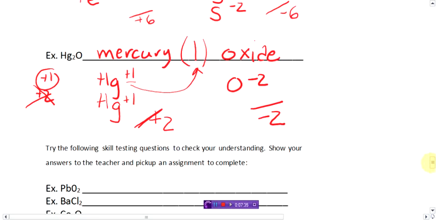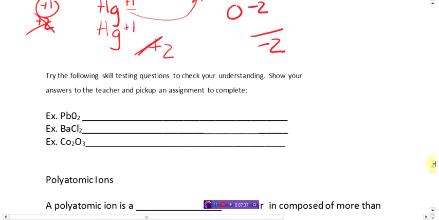All right? So, here are some skill testing questions. Show your answers to the teacher and pick up an assignment. I'll give you a little hint: you only use a Roman numeral if the metal has more than 1 ion charge. Otherwise, you don't need a Roman numeral, and if you add it in, it's incorrect.